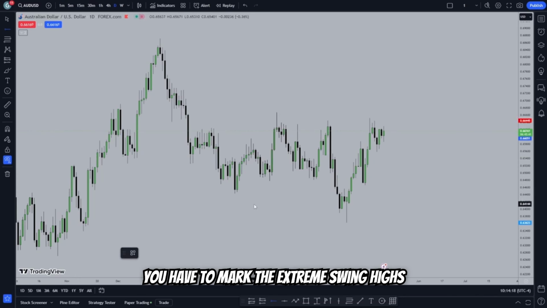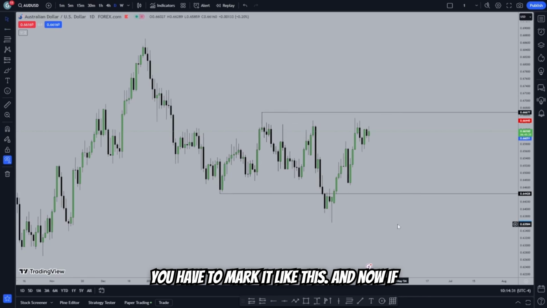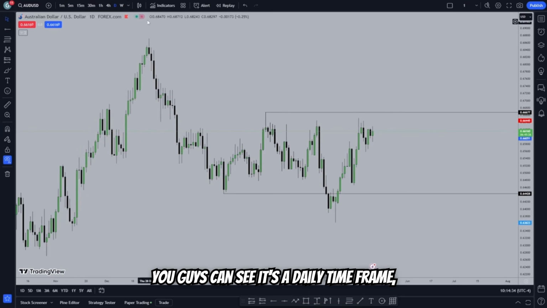What you have to do is mark the extreme swing highs and swing lows. Okay, like this. You have to mark it like this, and if you guys can see, it's a daily time frame. Okay, but it looks like it's a 5-minute time frame or something.